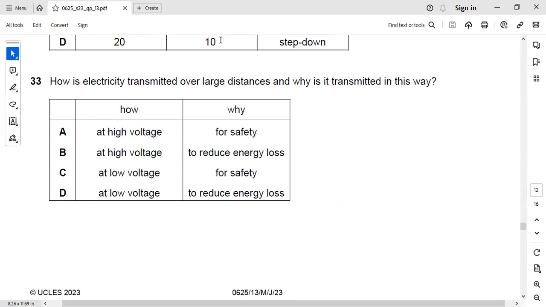How is electricity transmitted over large distances, and why is it transmitted in this way? Electricity is always transmitted at high voltages. We step up the voltage and then transmit. Why? It is to reduce energy loss. If you transmit at low voltage, energy loss will be more. So for reducing the energy loss, we transmit at high voltage. So the right answer is B.